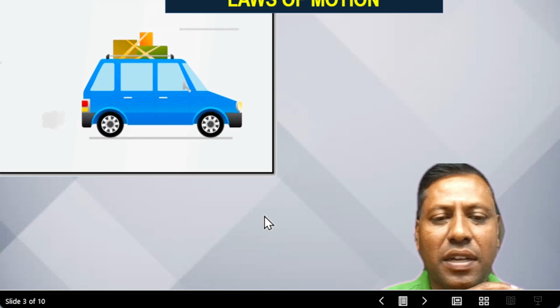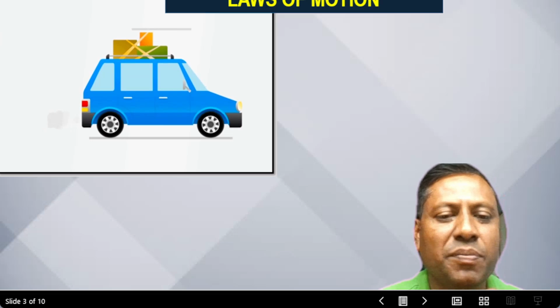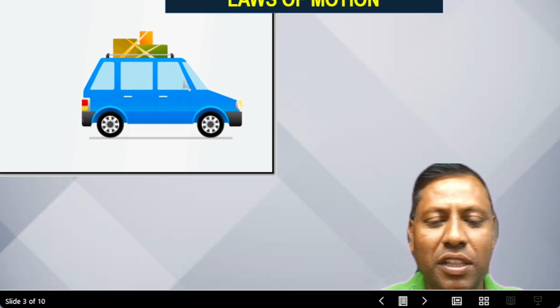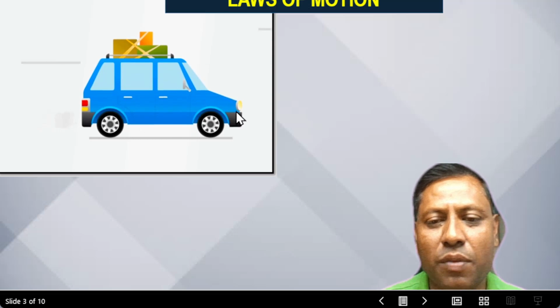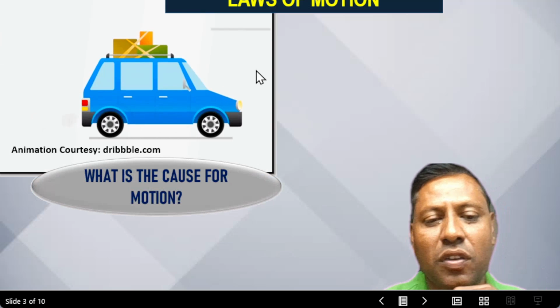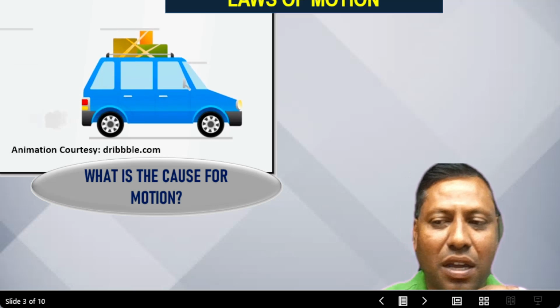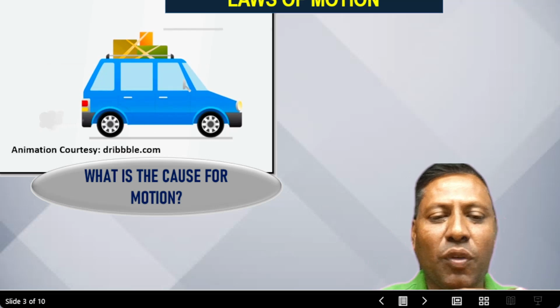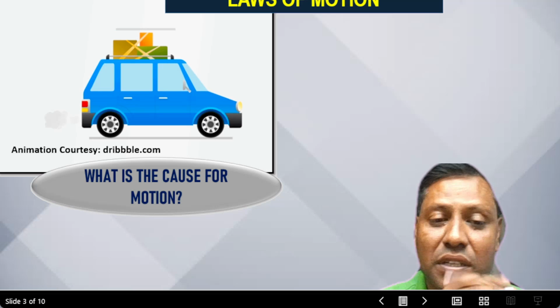As you can see here, a car is moving, and from your previous knowledge of various chapters, maybe motion in a straight line or motion in a plane, you have learned what is the meaning of motion, right? So a basic question comes to our mind: what is the cause for the motion of a car? What factor may be behind the motion of the car? Obviously, that is a beautiful question which can come into young minds. We will try to answer this question.